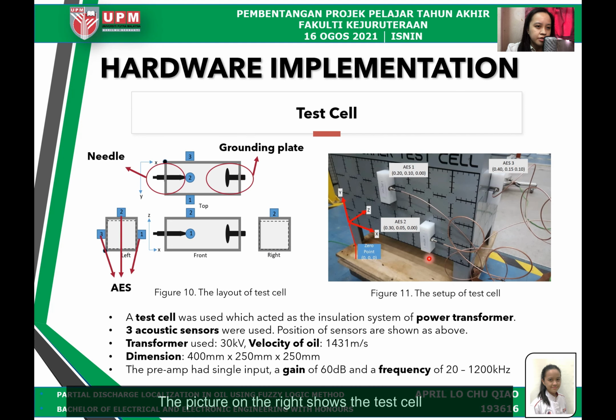The picture on the right here shows the test cell, which acts as the insulation system of a power transformer. These white blocks right here are the acoustic sensors, and altogether there are 3 acoustic sensors being used.